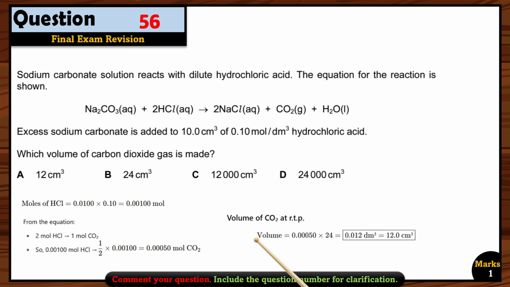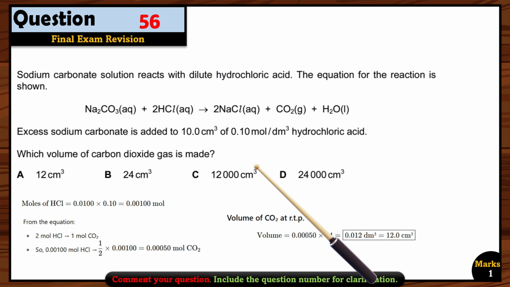Because I am telling you again and again, you just have to use those 3 formulas of the moles for solid, liquid and gases, okay? Now let's see question number 56. Sodium carbonate solution reacts with dilute HCl. The equation for this reaction is shown here. Now excess sodium carbonate is added to 10 centimeter cube of 0.1 HCl. Which volume of carbon dioxide is made?